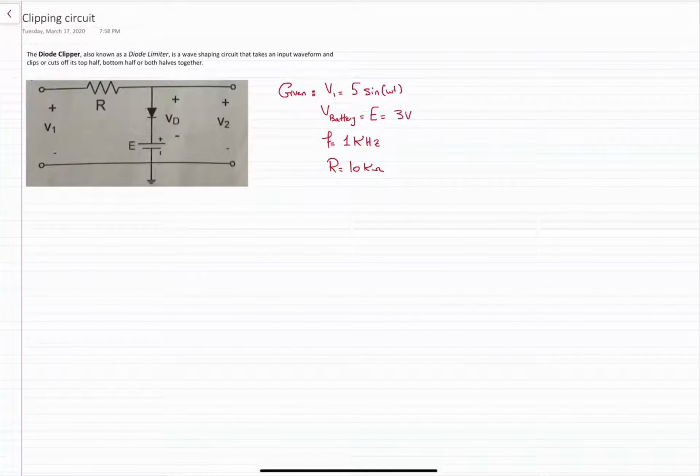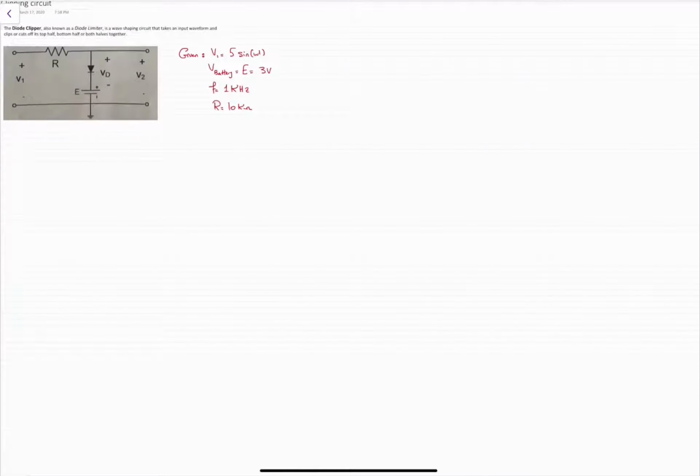Okay, we have given values: V battery, which is represented as E on the circuit, is 3 volts, frequency equals 1 kilohertz, the resistance is 10 kilo ohm, and the input is an AC signal with 5 sine omega t. I will start with plotting the input signal, voltage versus omega t. The given is 5 sine omega t.